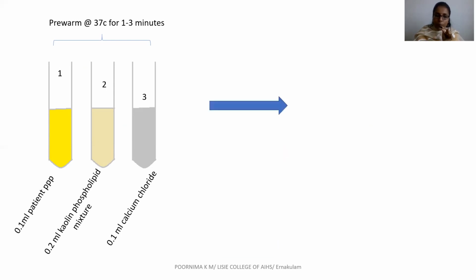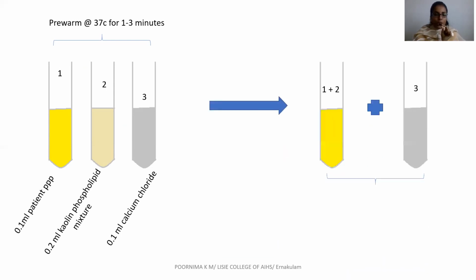Okay. So now after pre-warming, mix the contents of tube 1 and 2, that is mix 0.1 ml of patient platelet poor plasma with 0.2 ml of kaolin phospholipid mixture. And now factor 12 got activated. This activated factor 12 causes activation of factor 11, but coagulation does not proceed in the absence of calcium, as I have already told you. So we need to add calcium for the coagulation to proceed. So we are adding 0.1 ml of pre-warmed calcium chloride to it. Immediately start the stopwatch and record the time taken for the plasma to clot.